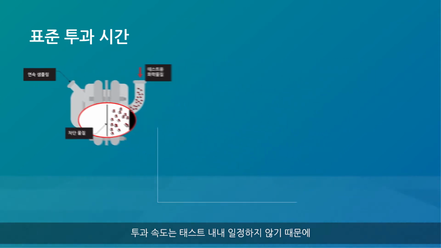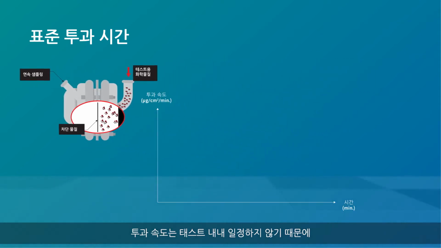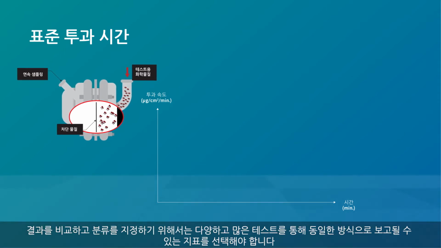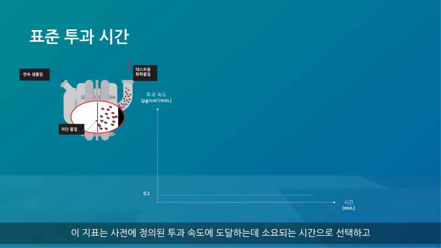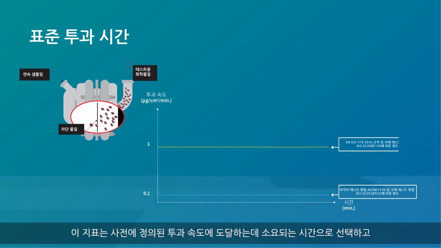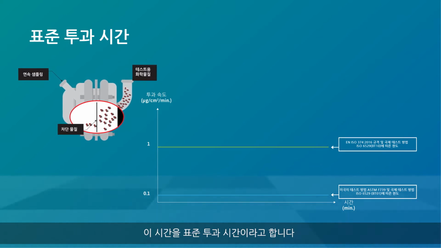The rate of permeation is not constant throughout the test, so in order to compare results and assign classifications, a parameter needs to be chosen, which can be reported in the same way across lots of different tests. This parameter is chosen to be the time taken to reach a predefined rate or speed of permeation, and this time is known as the normalized breakthrough time.